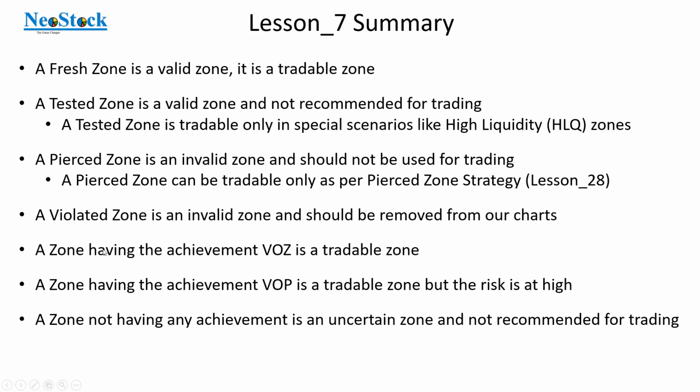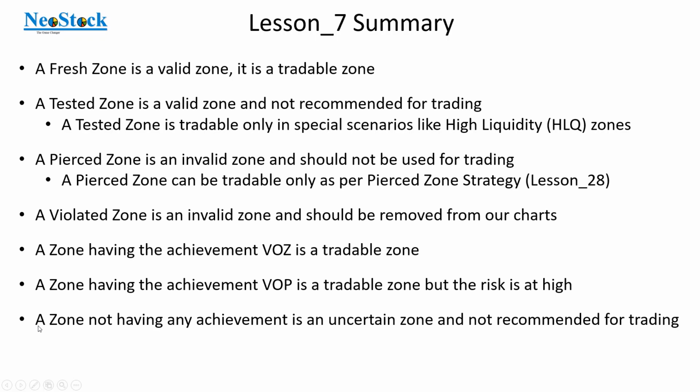Next, a zone having the achievement of a violated opposing zone. VOZ means violated opposing zone, and it is a tradable zone. We will see all the examples. And a zone having the achievement of a violated opposing pivot is also a tradable zone, but the risk is very, very high. Always we prefer a zone having the achievement of a violated opposing zone.